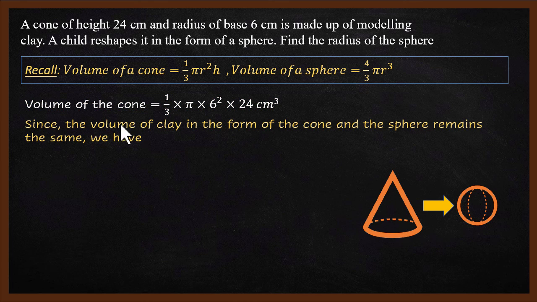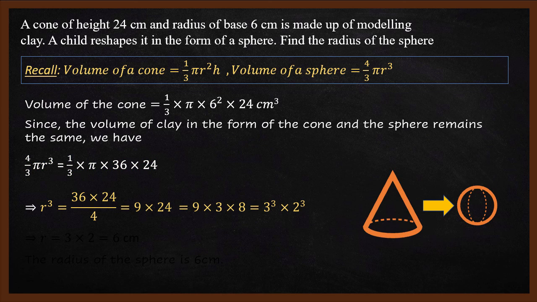As I said earlier, the volume of clay in the form of cone and the sphere remains the same, correct? Since the volume of the clay in the form of the cone and sphere remains the same, we have the volume of the sphere is same as the volume of the cone. In other words, what is the volume of the sphere? This is the formula for volume of the sphere. And on the right hand side, we have the volume of the cone, which we just found. Now, instead of 6 square, we have 36 here.